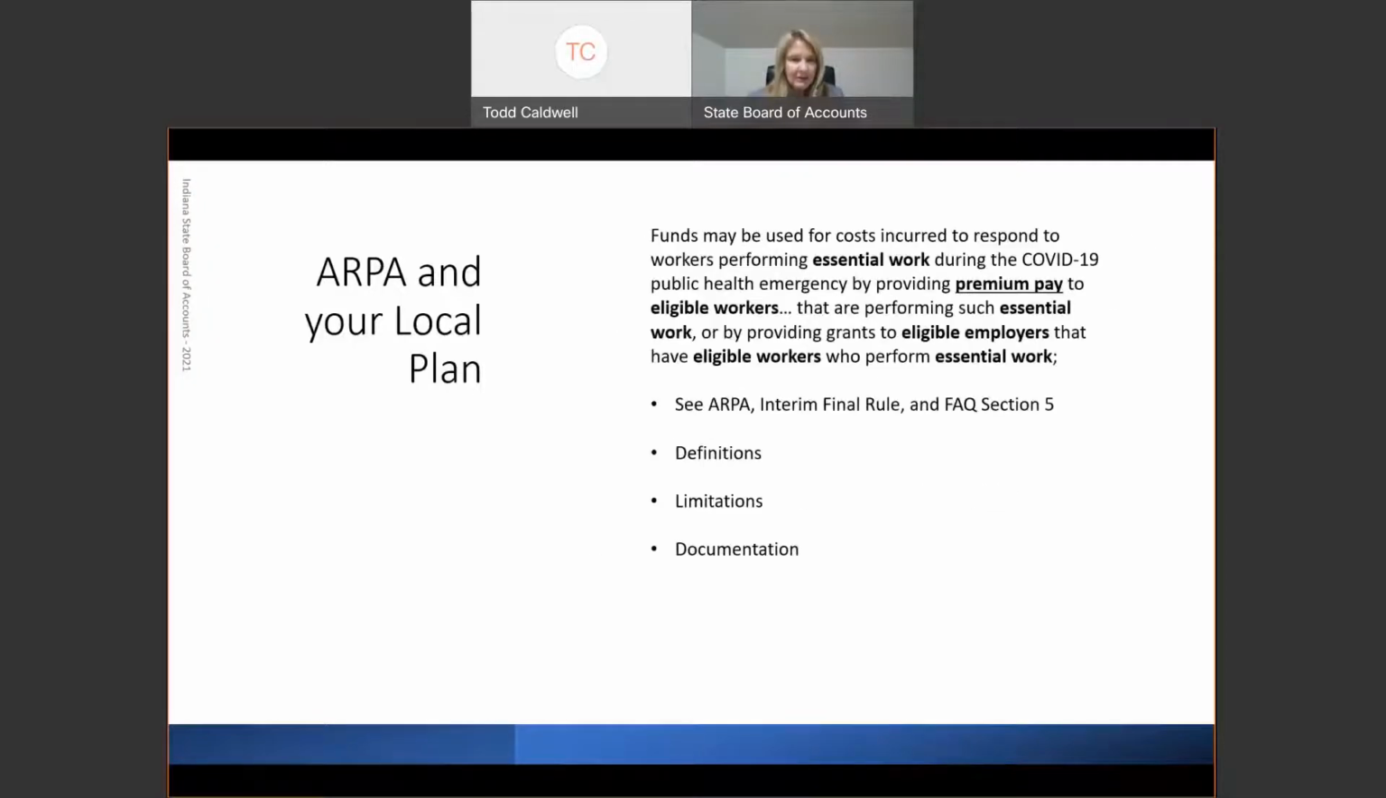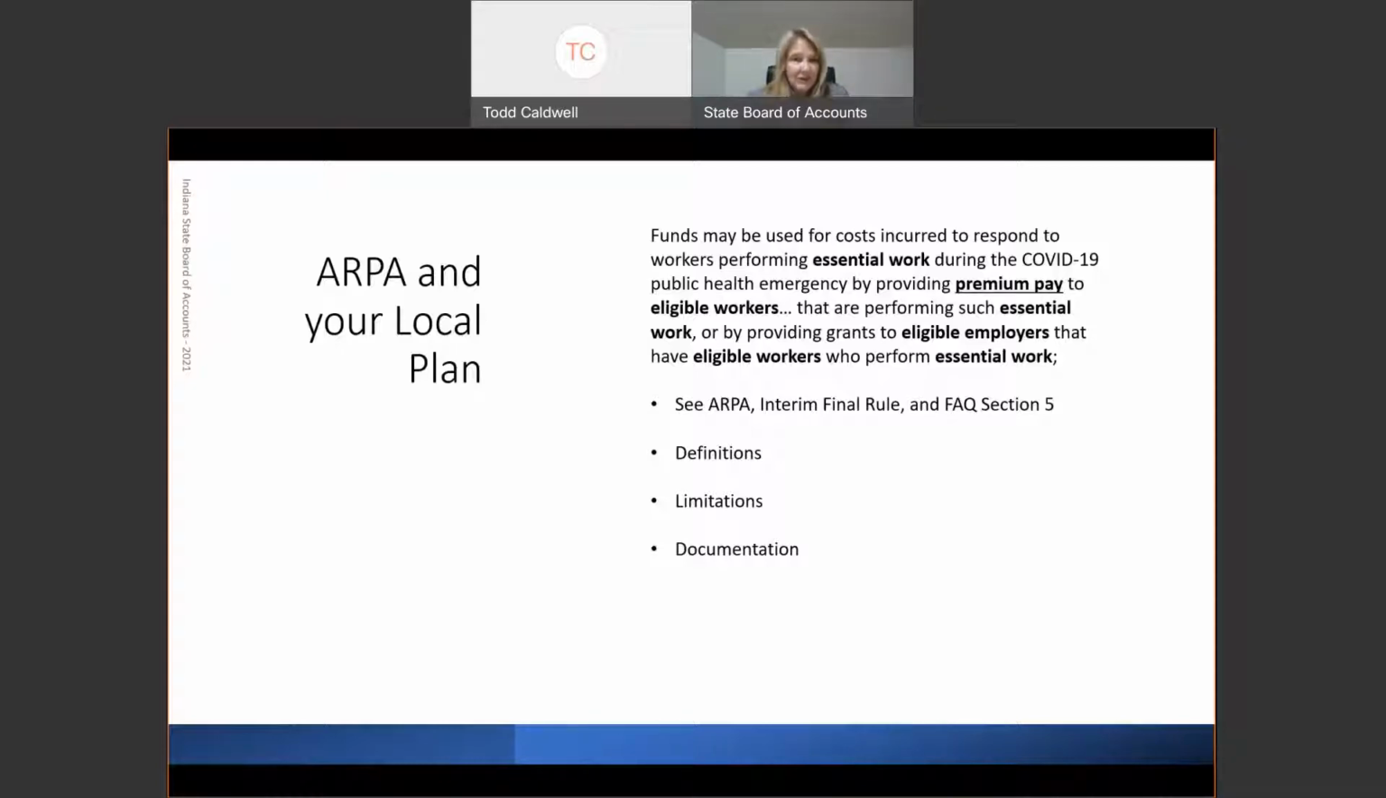All right, on to the second category. That relates to the provision of premium pay for eligible workers or grants to eligible employers. Now, when you're in this section, one of the biggest things that you have to think about is the definitions. Every bolded word that I have there, or that's in the Act, essential work, premium pay, eligible workers, eligible employers, all of those words are defined in the interim final rule. So before you make any decisions in this area, you need to know what those definitions are and if the premium pay that you're considering meets those definitions.